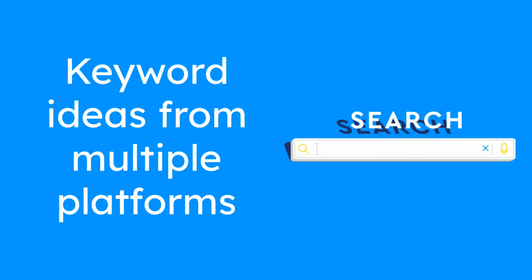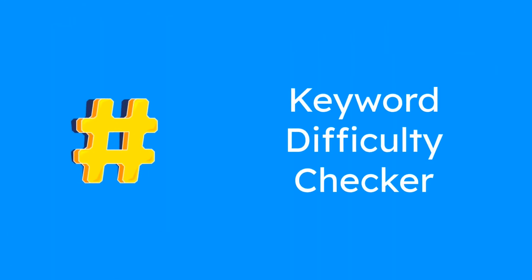Ahrefs' free tools cover key areas of SEO, including keyword research, link building, and SERP and ranking analysis. For keyword research, they have tools for finding keyword ideas on Google, YouTube, Amazon, and Bing. They also have a keyword difficulty checker, which is super helpful for understanding how competitive a keyword is.